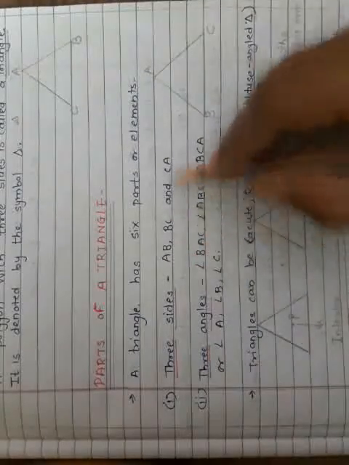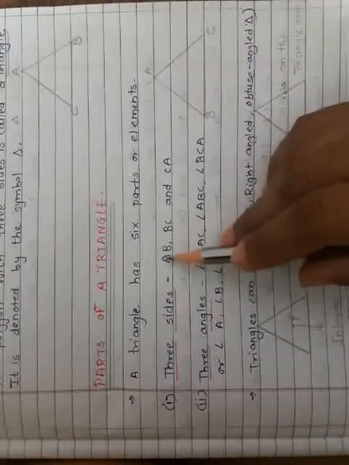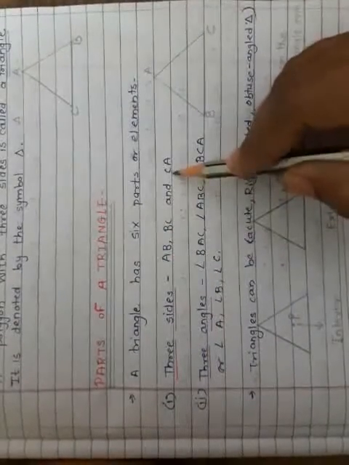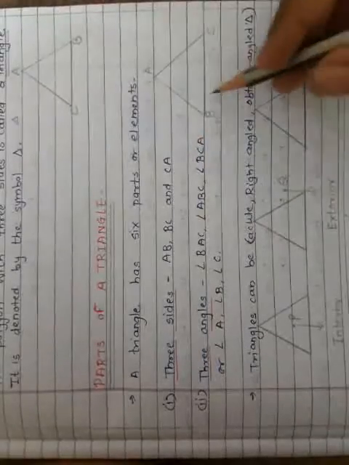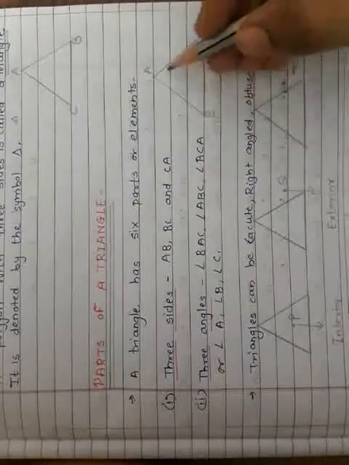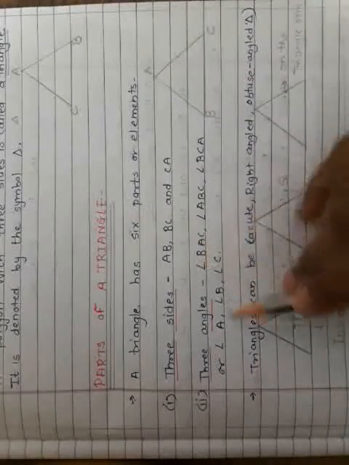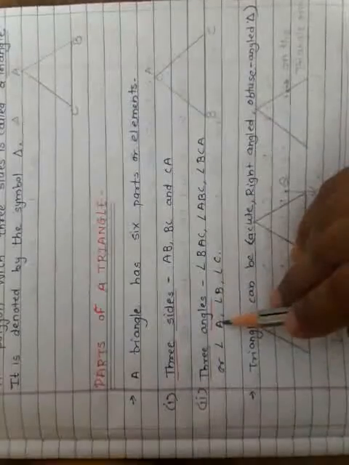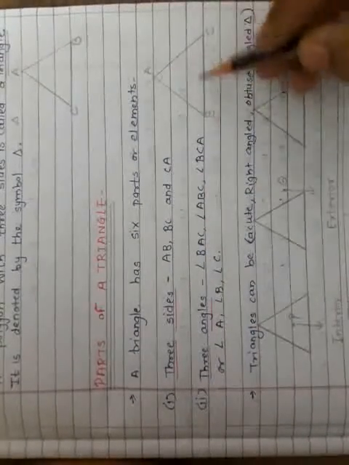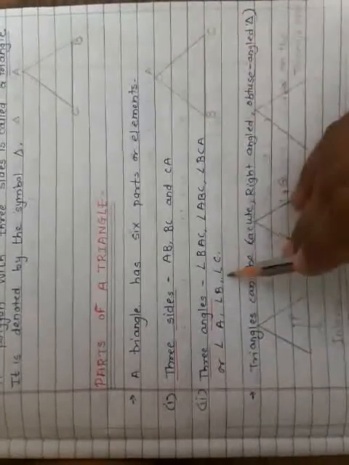The sides of the triangle are AB, BC and CA. Which 3 angles are there? Angle A, angle B and angle C. We can write them as angle BAC, angle ABC or angle BCA. Angle BAC means which angle? Angle A. Angle ABC means angle B. Angle BCA means angle C.